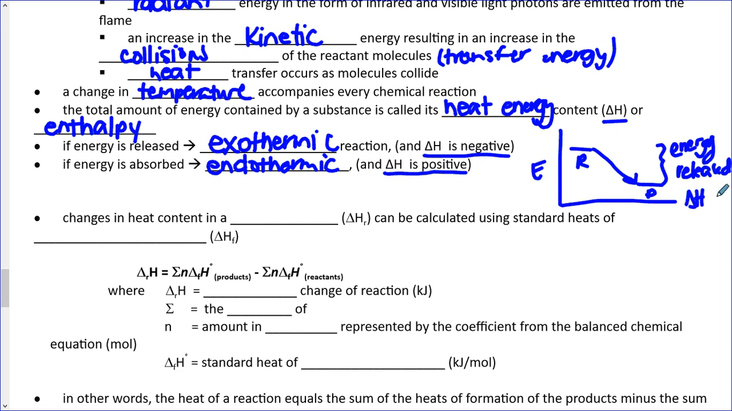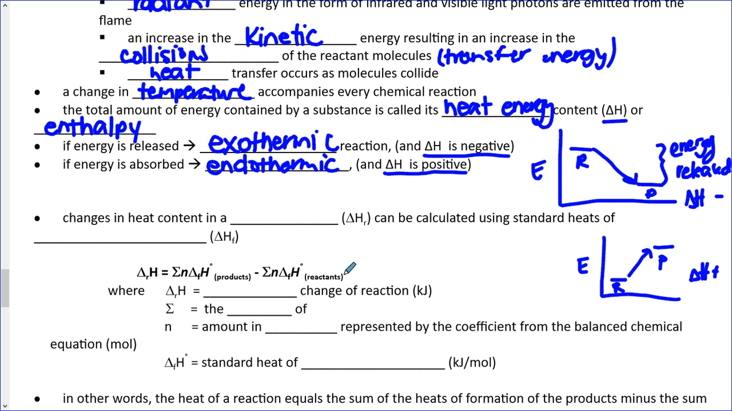is negative. And then the other one looks the opposite, that your starting molecules or your reactants have less energy than the products. So in order to get to those products, you needed to input energy. And again, that means that your delta H is going to be positive.